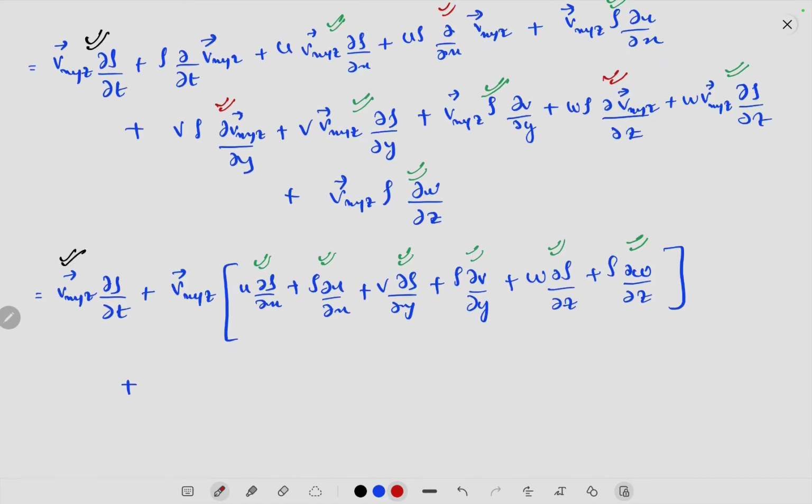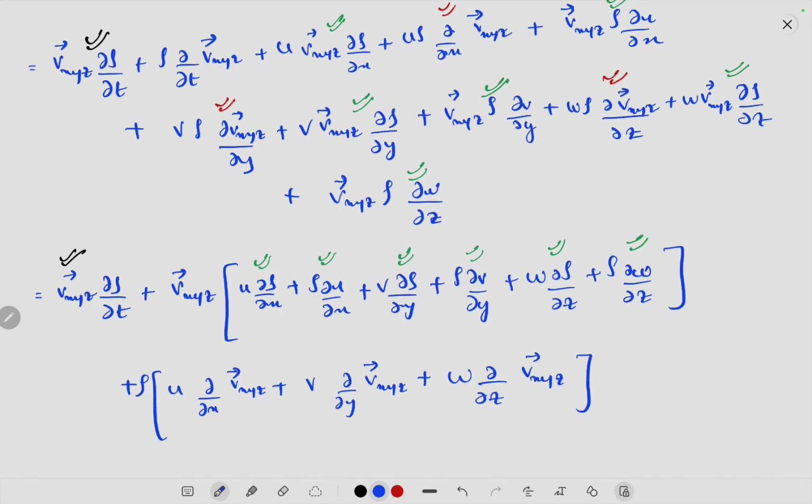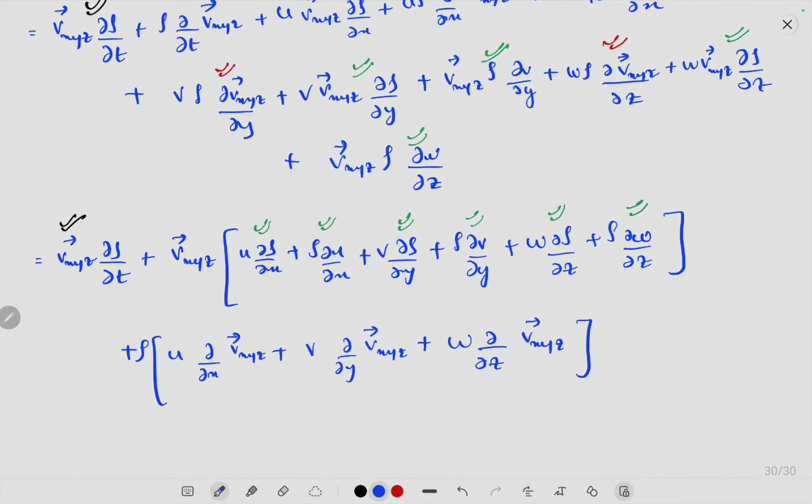So then this will be rho del by del x v xyz plus v rho. I can see that rho is common in all the terms. Let's just write it like this: del by del y v xyz plus w del by del z v xyz.